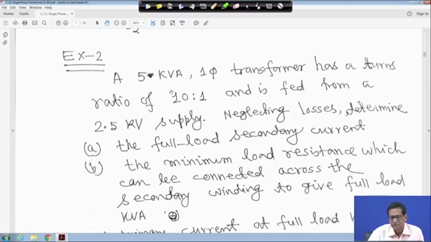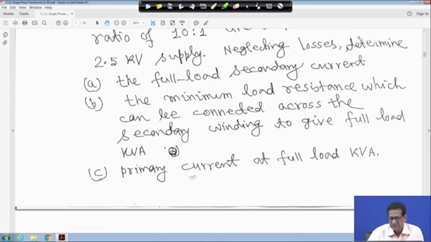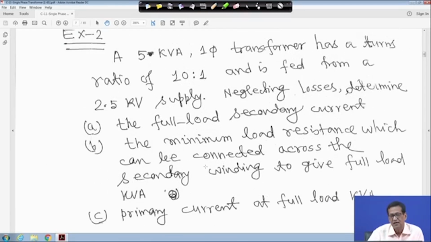Now, another small example. A 5 kVA single phase transformer has a turns ratio of 10:1, that is N1 is to N2 is equal to 10:1, and is fed from a 2.5 kilovolt supply. Neglecting losses, determine A, the full load secondary current, B, the minimum load resistance which can be connected across the secondary winding to give full load kVA, and C, the primary current at full load kVA. These are the things asked.